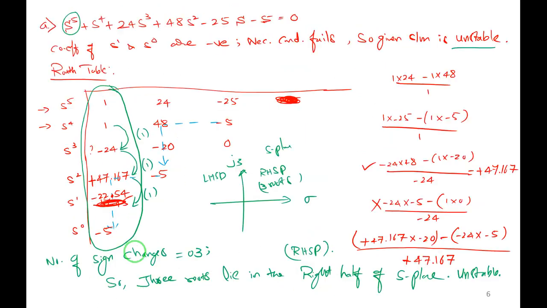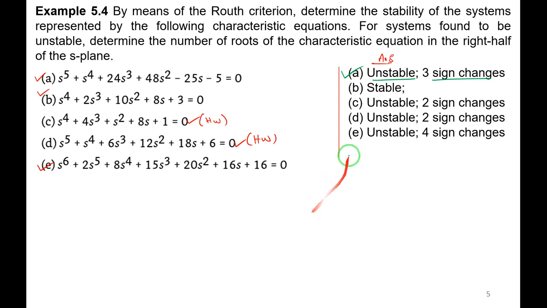Just observe here. The answer I have written for E: unstable, and 4 sign changes. This is over. I have solved this, and B. These two, C and D, are homework for you. The answer is given here: unstable, 2 sign changes. So you take C and D as homework. I hope you will be doing this. Next, we'll proceed.